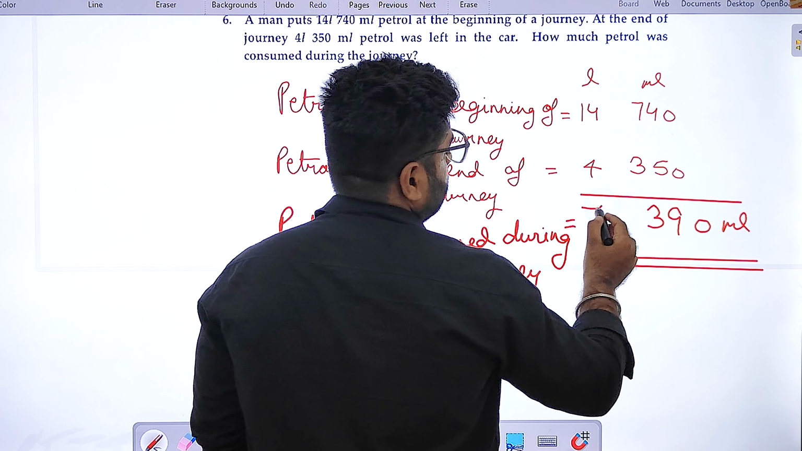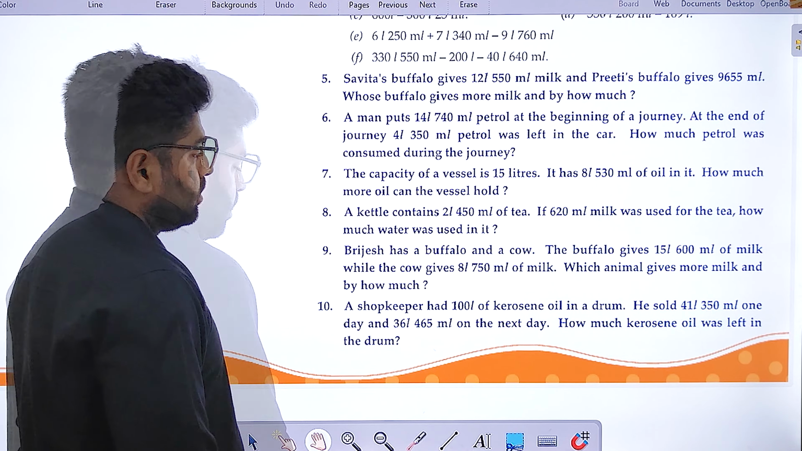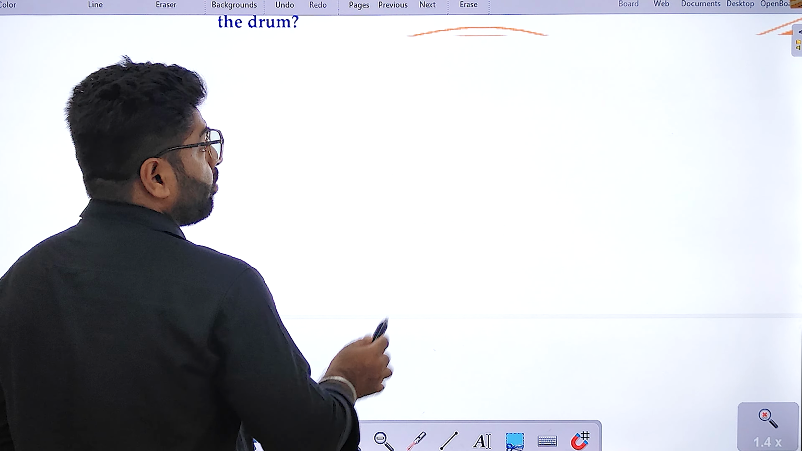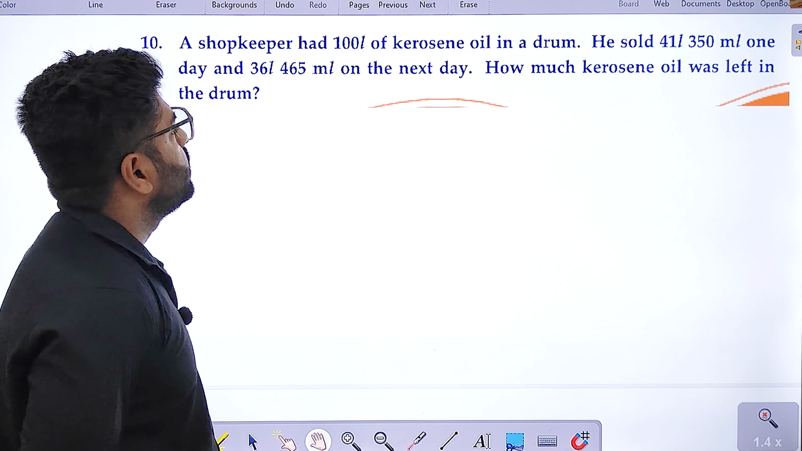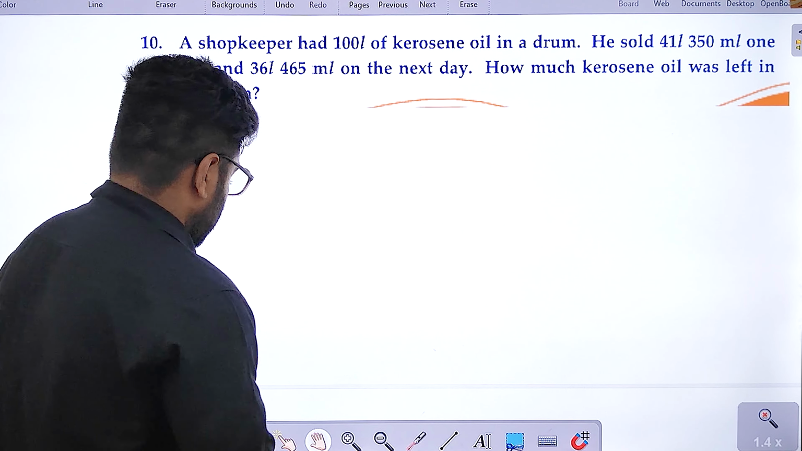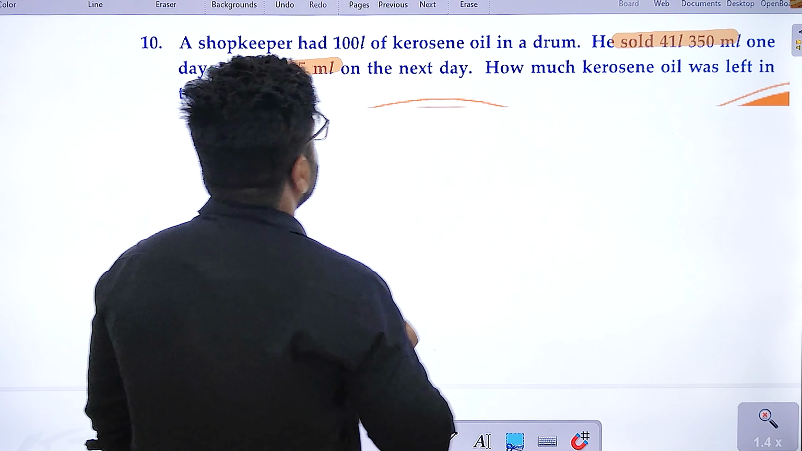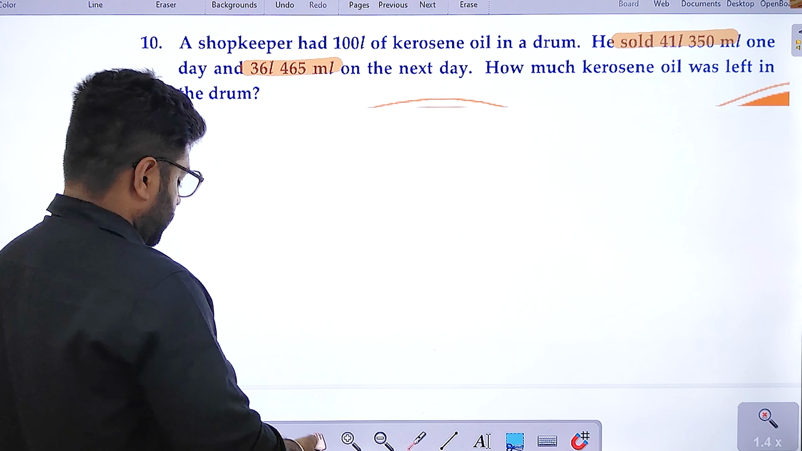Okay, let's pick one more question in which addition and subtraction are done. Okay, let's pick question number 10. Here we are having our question. In this question, a shopkeeper had 100 liter of kerosene oil in a drum. That is the total quantity of kerosene oil. He sold 41 liter and 350 milliliter one day and 36 liter 465 milliliter on the second day. So these are the quantities sold by the kerosene seller. So how much kerosene oil was left in the drum?